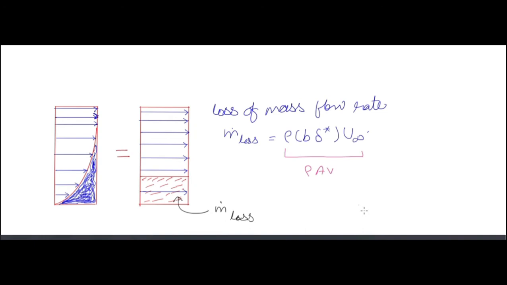So b is the breadth of the plate, delta star is the displacement thickness, and u infinity is the free stream velocity or velocity at the center line. Now if you are not given the density of the fluid, you can compute it from the gas equation, rho equals P by RT, where P is the absolute pressure of the fluid, R is the gas constant, and T is the temperature. So if the fluid is a gas, you can find the density from this.